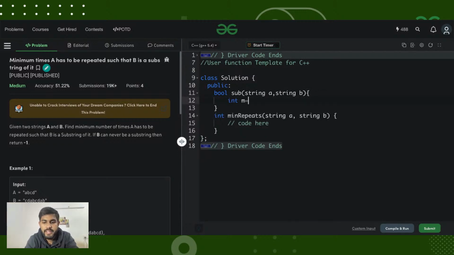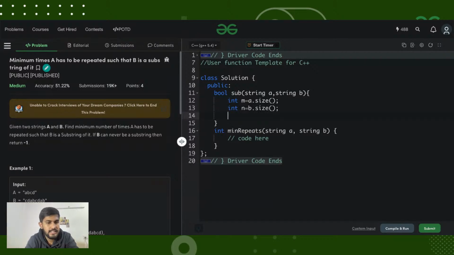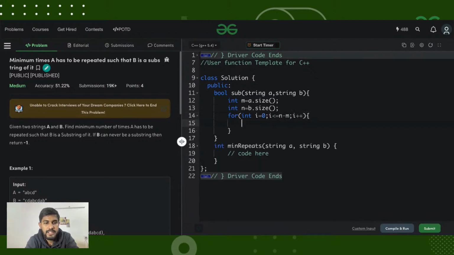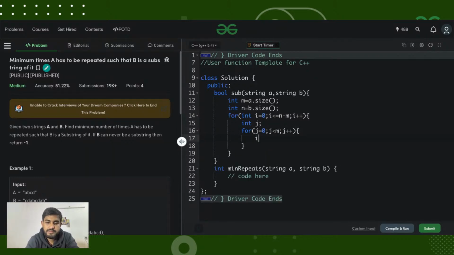Okay, so we would have m is equal to a dot size and n is equal to b dot size itself. Okay, and then we would just iterate for int i is equal to 0, i is less than or equal to n minus m, and then i plus plus, and then at this point I would have j. Okay, and then we would say for int j is equal to 0, j is less than m, and then j plus plus.